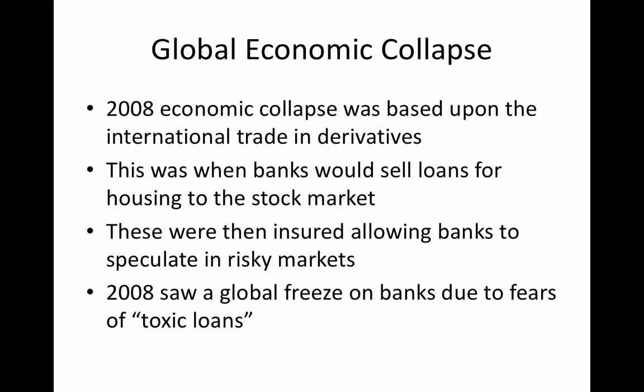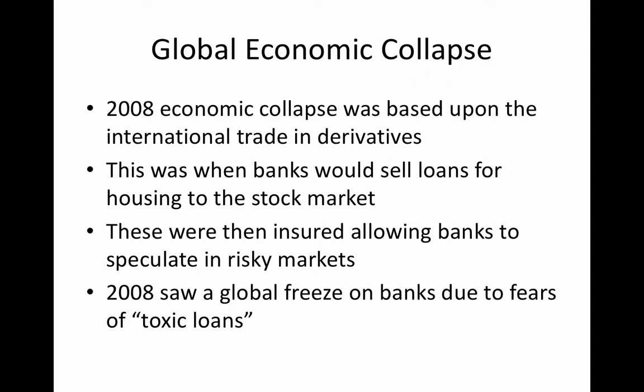But what really defines the end of the Bush administration, of course, is the 2008 economic collapse, which was a massive economic collapse that took place internationally. It was based upon a new type of trade called the derivatives market. The derivatives market, basically all derivatives mean is that you add value to something. In this particular case, the way you would add value is banks would go out and they sold loans that they had made for housing to the stock market. These were then insured by insurance companies, and that way if you lost money on any individual type of loan, insurance monies would pick you up on that.